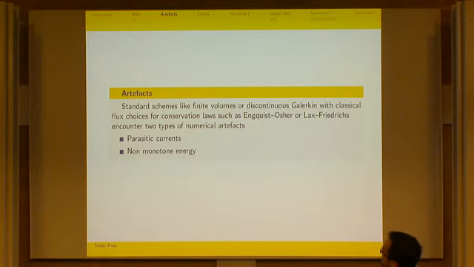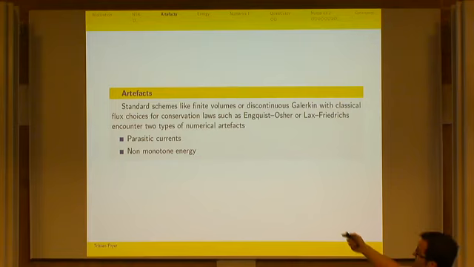Let's throw some standard schemes at it again. Let's do what we did in the ODE case. If I put a finite volume scheme or a DG scheme with normal flux choices for conservation laws, Enquist-Osher or Lax-Friedrichs, you have some artifacts coming in, the same way we saw that forward Euler for the pendulum made you do weird and wonderful things and backward Euler damped you. Standard schemes do funny things here: parasitic currents and non-monotonic energy. Let me show you what they are with a video.